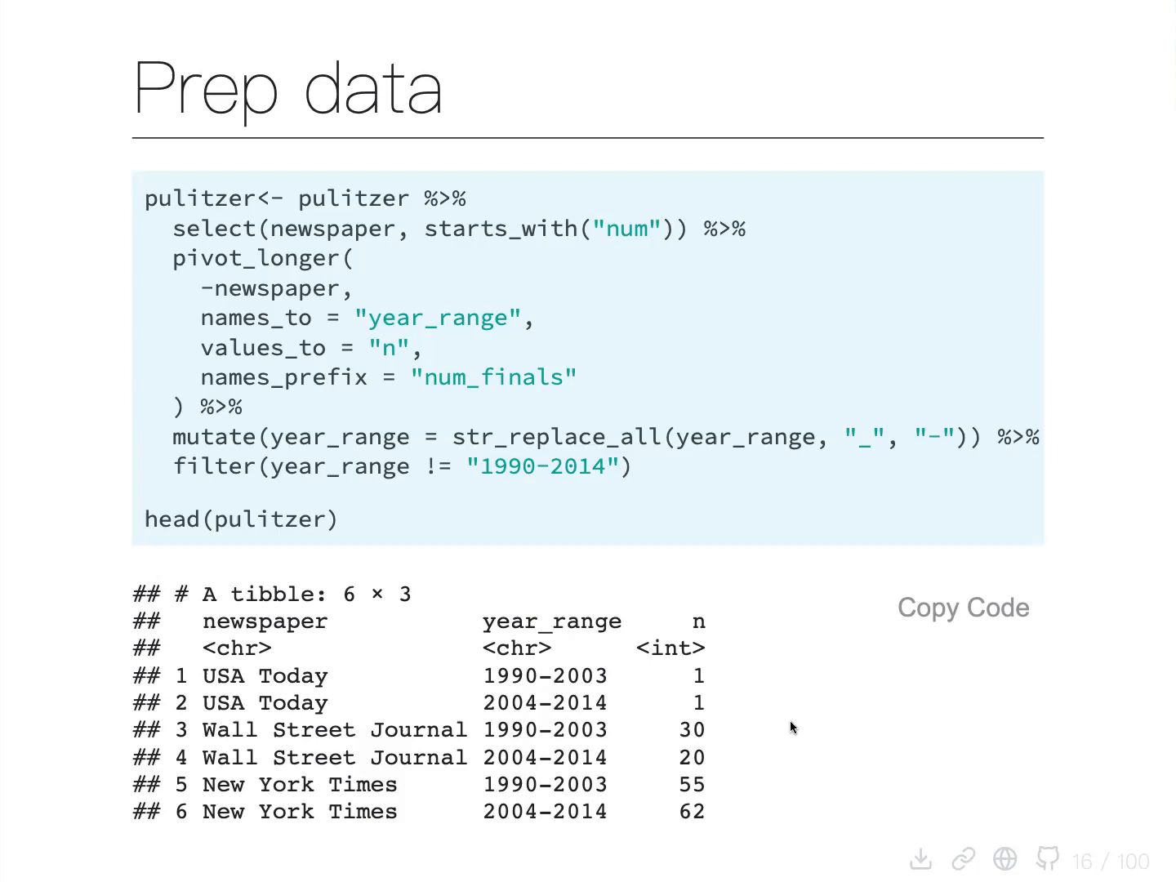I'm actually thinking as I'm looking at this, that this N is the number of finalists each newspaper had for the Pulitzer Prize, but I was saying that was the number of winners they had. So probably off on the title here, but that's okay.